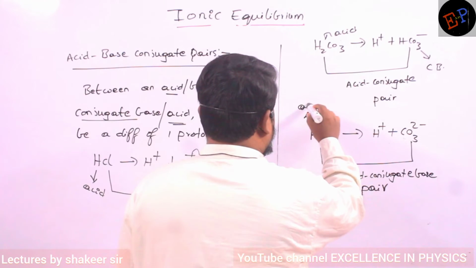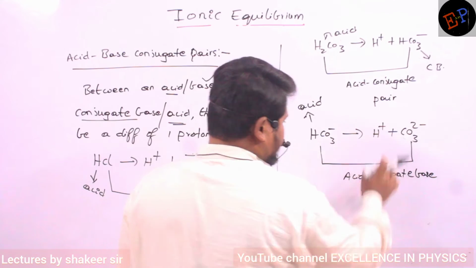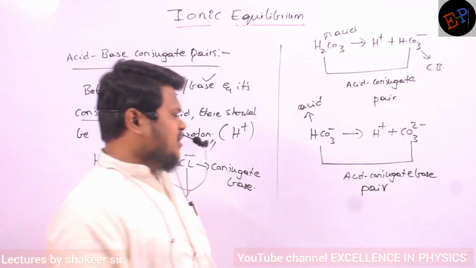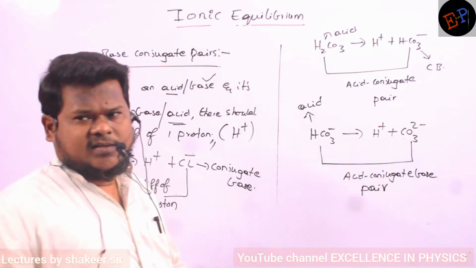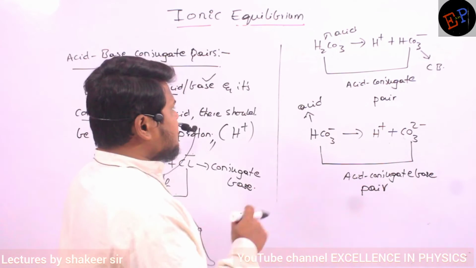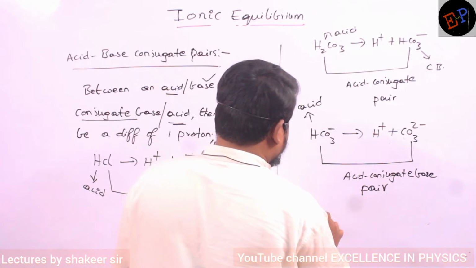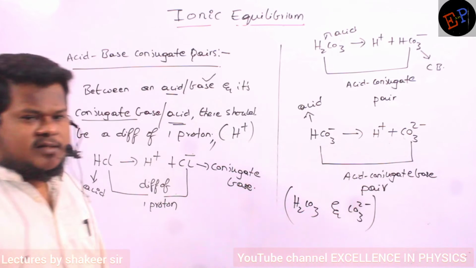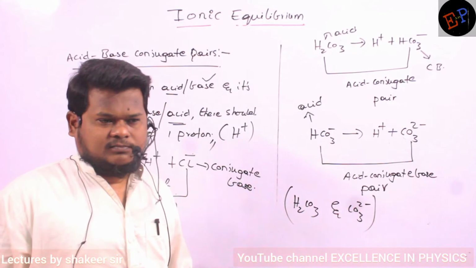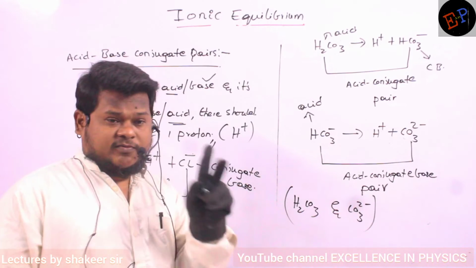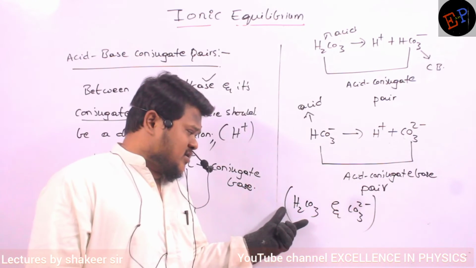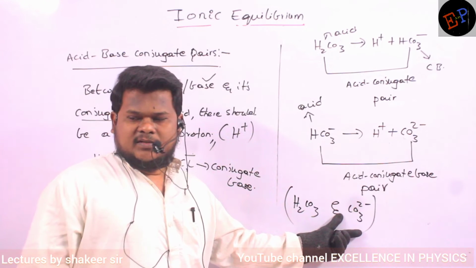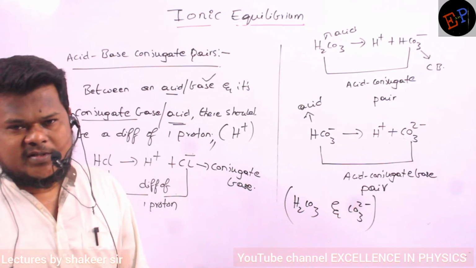Are you able to understand? And this one? Conjugate base. Conjugate base of what? Conjugate base of HCO3-. And they are forming a pair because again there is a difference of one proton. Similarly, if you take H2CO3 and CO3 2-, can I call these two an acid conjugate base pair or not? No, why? There is a difference of two protons. To go from H2CO3 to CO3 2-, it should release two H+ ions.